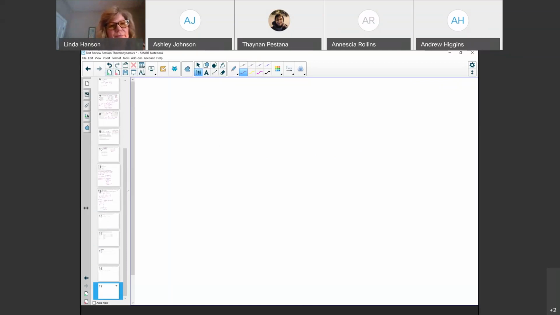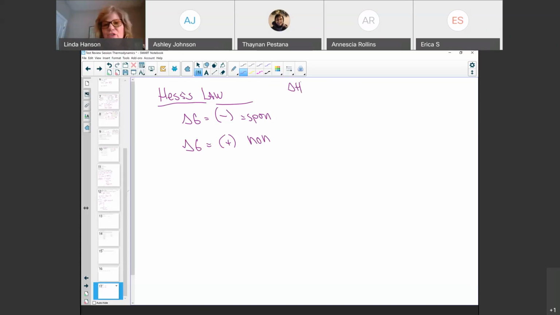No, I just wanted to know how to tell if it's spontaneous or non-spontaneous. That is as easy as saying delta G has to be negative. That's spontaneous. And if it comes out to be positive, then it's non-spontaneous. It's that simple. Hess's law is performed the same way if you're using delta H or delta G.